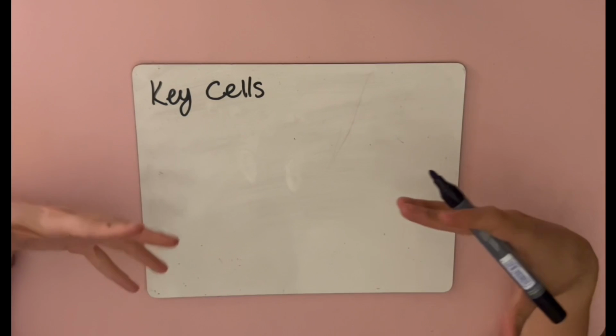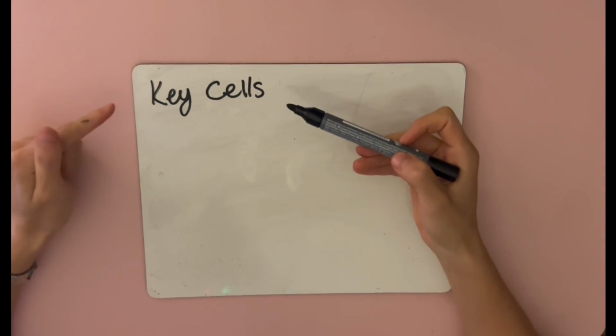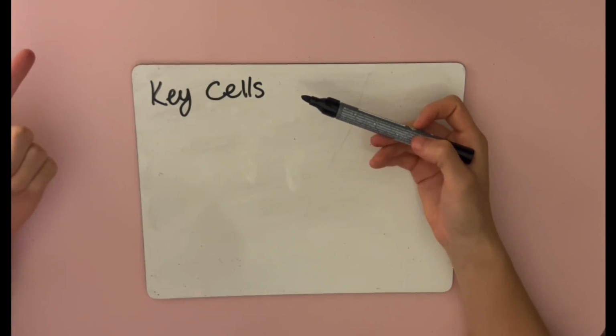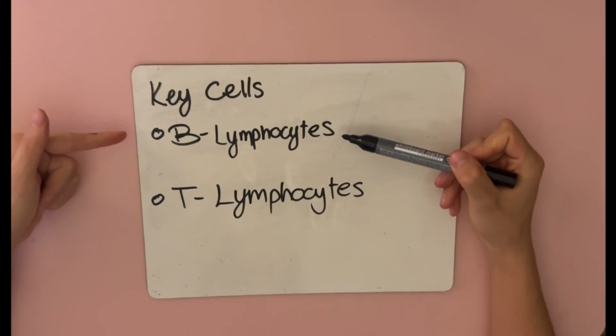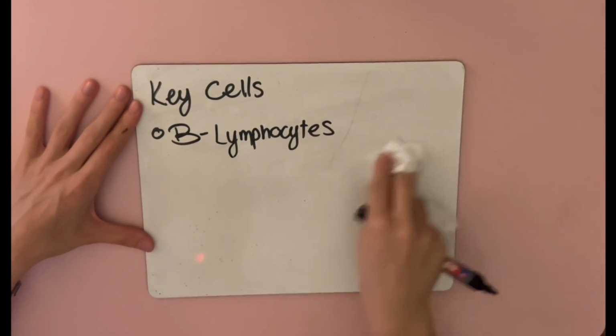Right. So in order for us to be able to understand the adaptive immune system, we have to talk about the key cells of the adaptive immune system. Firstly, I will talk about B lymphocytes, and then I will explain T lymphocytes. So let's start with B lymphocytes.